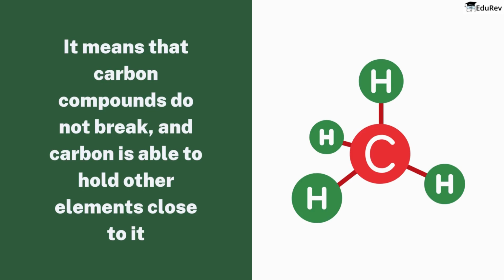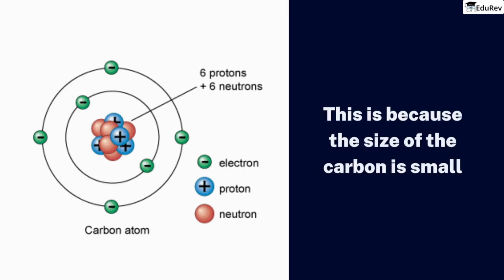But what does it mean by carbon compounds being stable? It means that carbon compounds do not break, and carbon is able to hold other elements close to it. This is because the size of the carbon is small, and it can hold onto the shared pair of electrons, hence making the bond strong and carbon compounds stable.